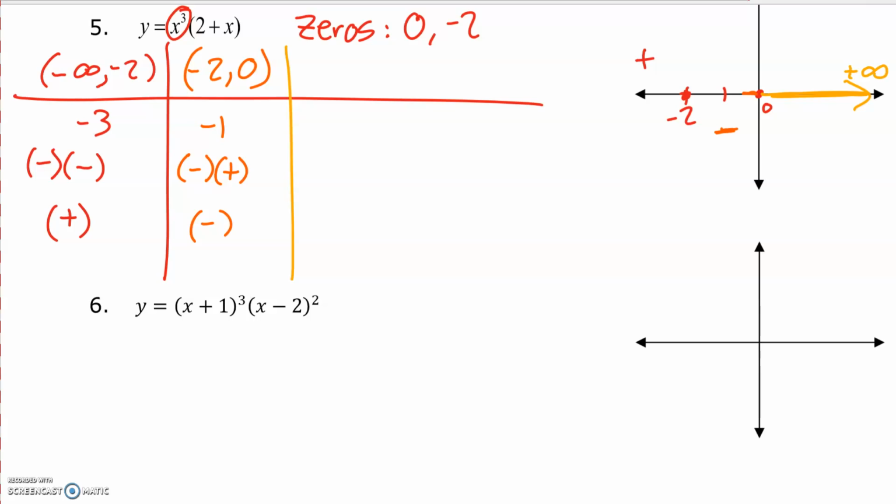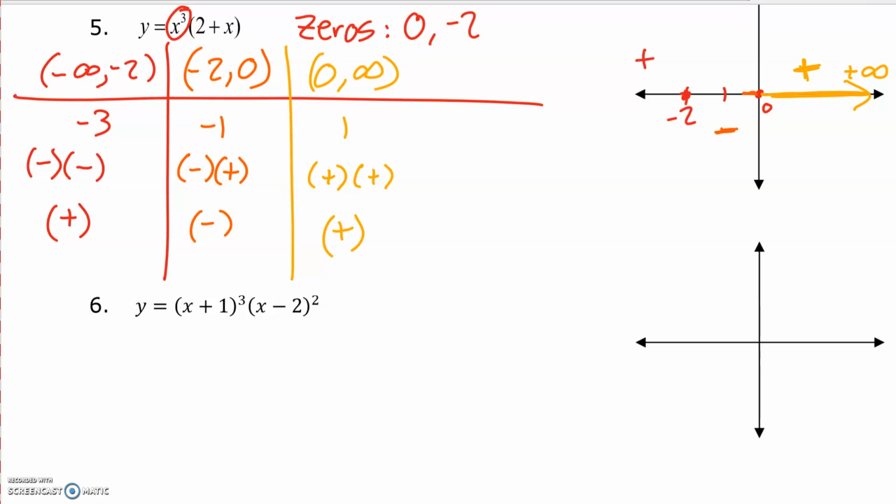Okay, so we're going to start off with 0 to positive infinity. Pick a point to test. We're going to test 1 because it's easy to substitute in. 1 cubed is going to give us a positive sign, and then 2 plus 1 would just give us a positive sign. Positive times a positive gives me a positive value, so I know that the graph is going to be above.